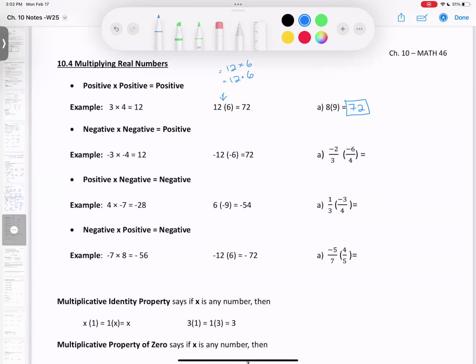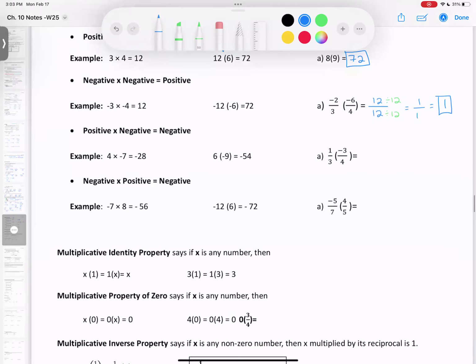Now we've got a fraction example. So remember with fractions, what do we do when we multiply? Numerator times numerator over denominator times denominator, or top times top over bottom times bottom. So we've got negative 2 times negative 6. So negative times negative gives us a positive 12. And then in the bottom, we've got 3 times 4, which gives us 12. So we end up with 12 over 12. Can we simplify that? Yes, we can. We can divide both of those by 12 for an answer of 1 over 1, which is just the whole number 1.